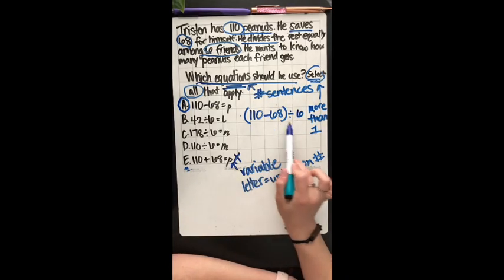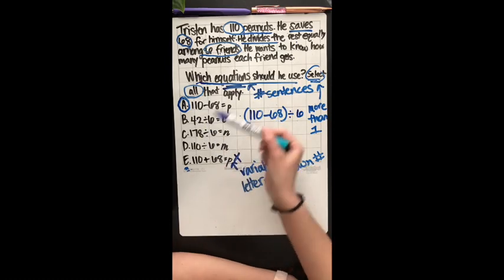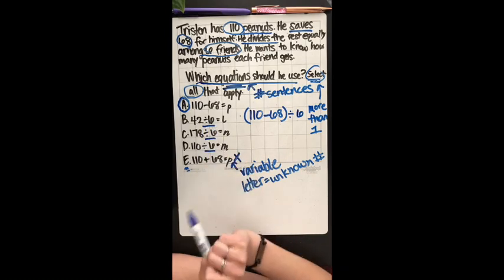So next I need to actually solve 110 minus 68 to see what number I'm supposed to be dividing by 6, because I notice that all of these say divided by 6.